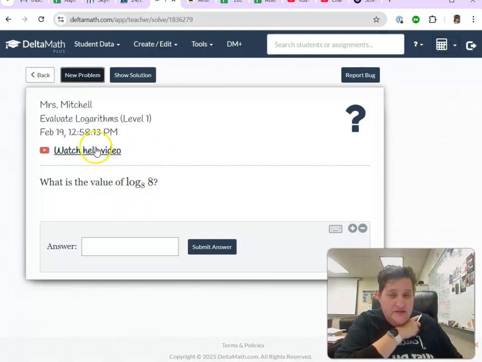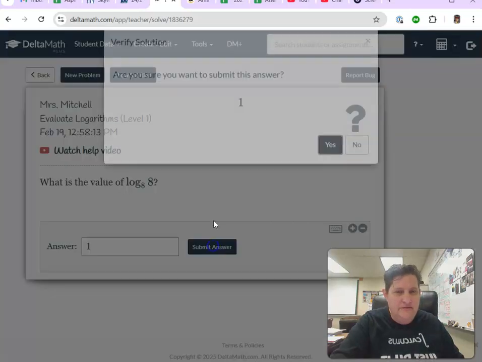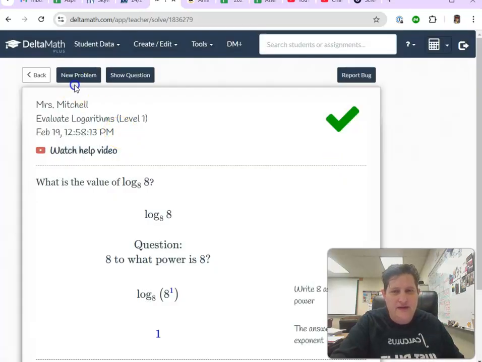This type of thing is going to be on there because that's one of the identities we know when it's log base b of itself, right? Anything to the 1 is itself. So we're going to have some questions like that.